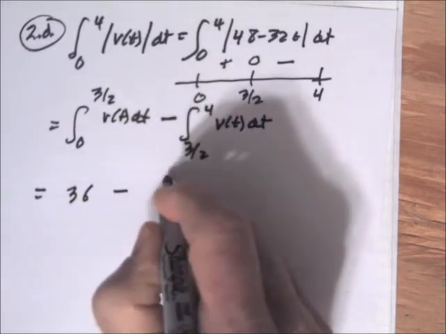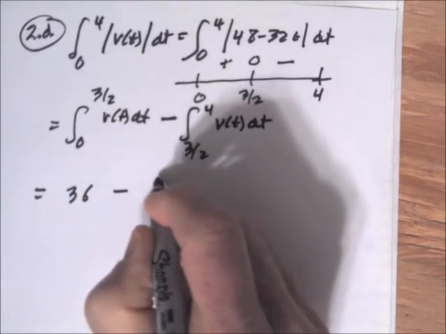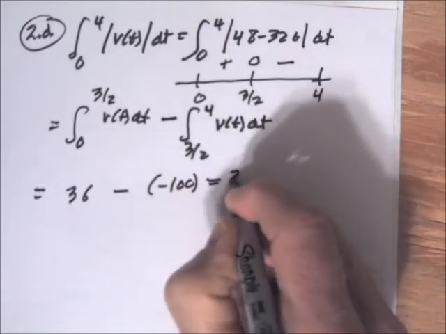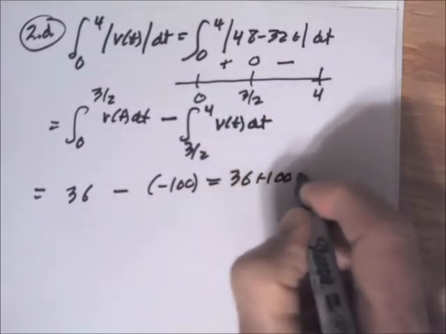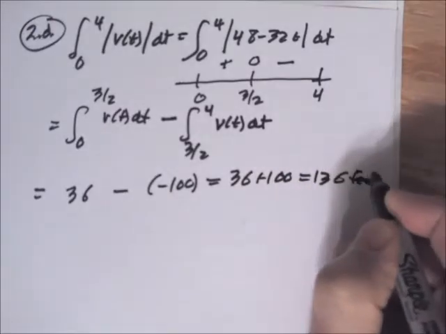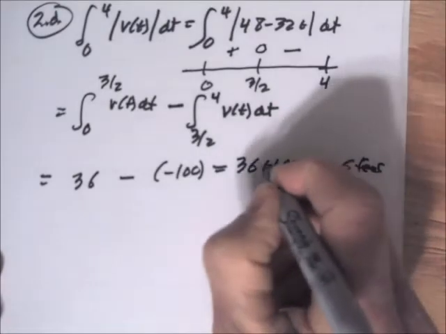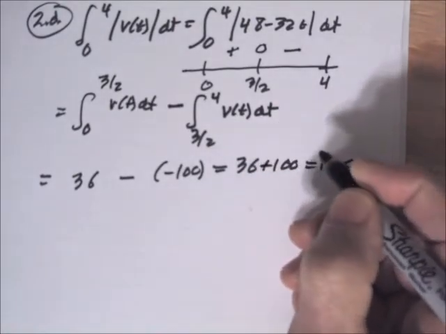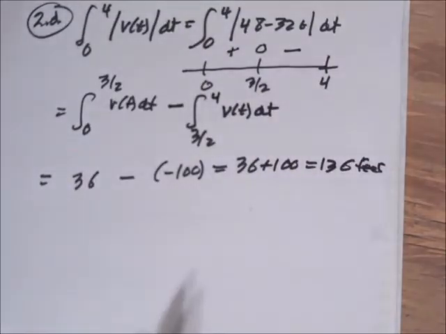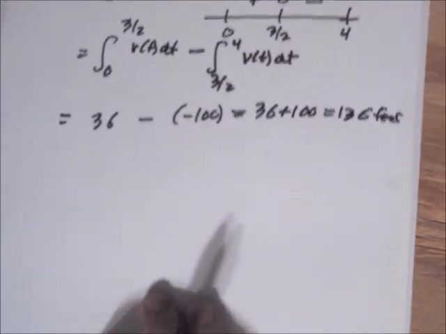Our answer to part A was 36, and our answer to part B was negative 100, so this is minus negative 100. So 36 plus 100 is 136 feet. So the total distance traveled is 136. The net distance was negative 64, but it goes up and then it goes down, so it's sort of backtracking.